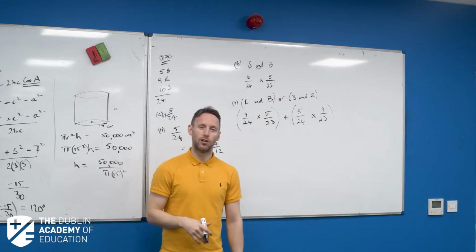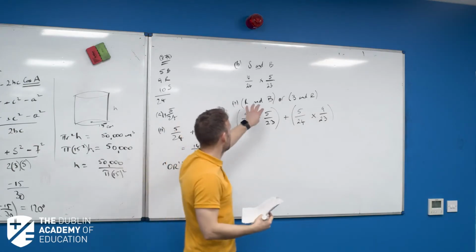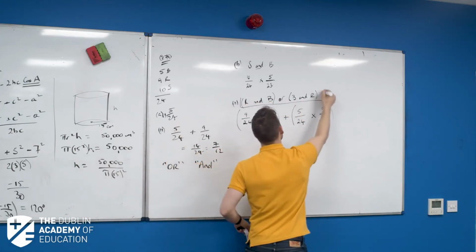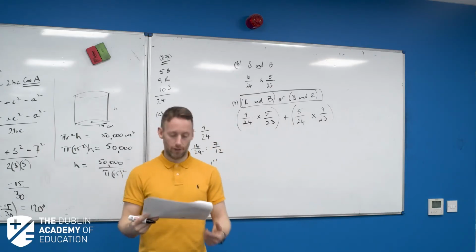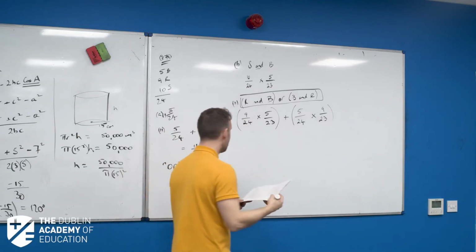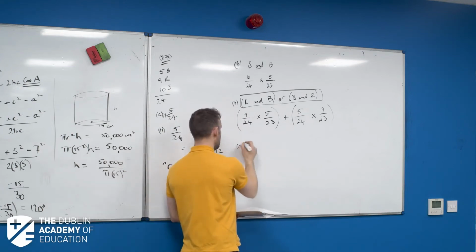And that's the method that I would use. I would try to break it down as much as I can. Understand what's going on. If you write that out, you can't go wrong with your and and your or. Alright? And then finally, the last part of the question, part C.